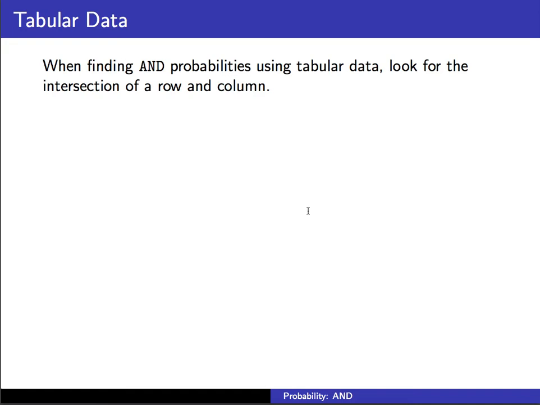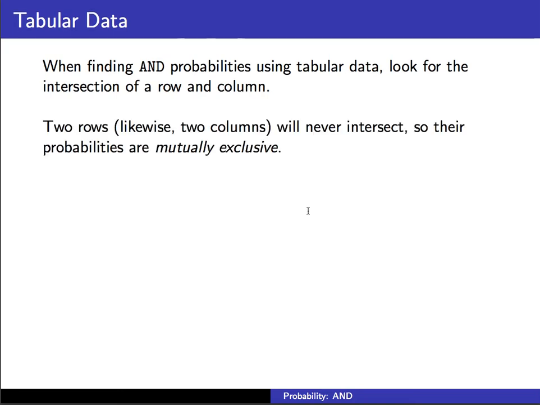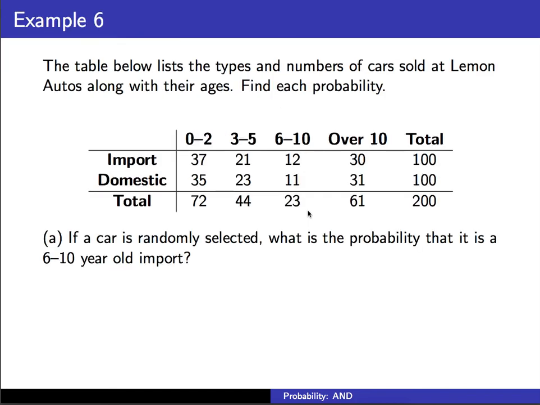So for tabular data, when finding and probabilities, we're going to look for the intersection of a row and a column. So two rows, likewise, if we have two columns, are never going to intersect, so their probabilities would be considered mutually exclusive. So we're going to go back to our cars table here and look at some dependent events.